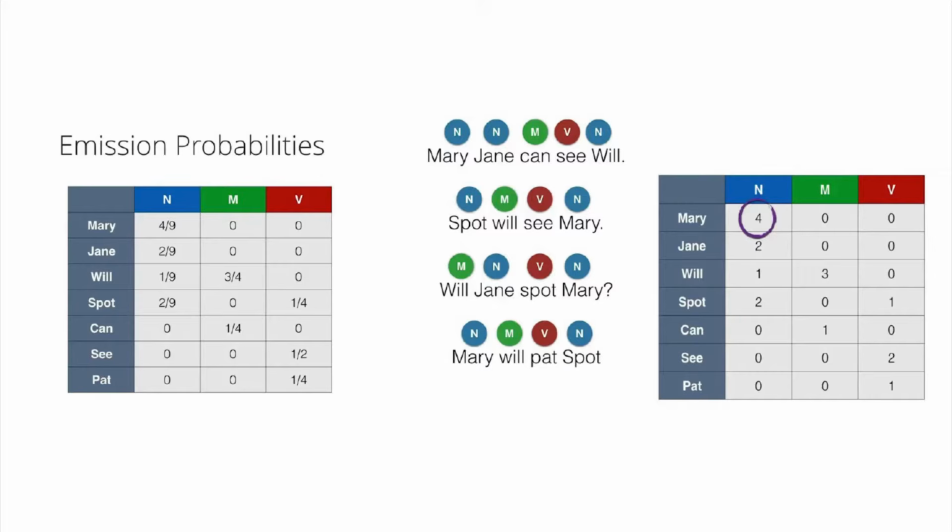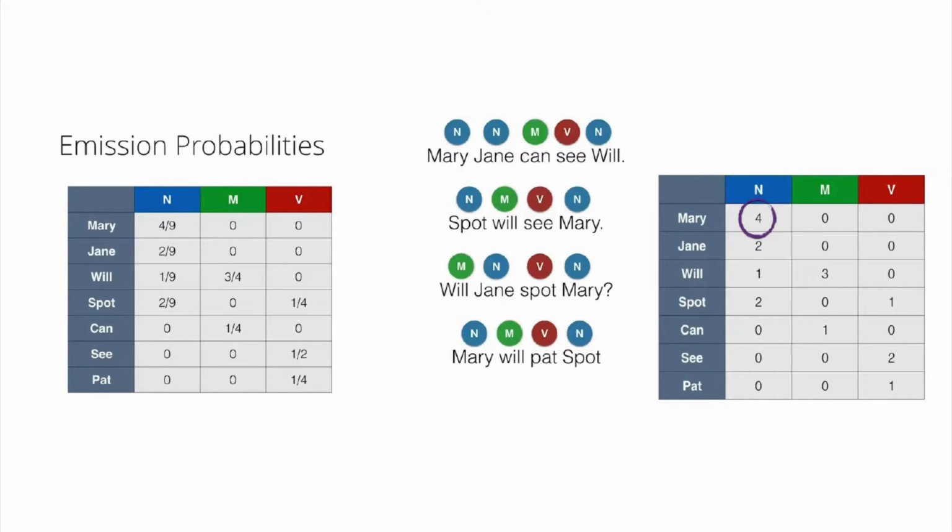So now let's create our emission probabilities. For Mary, we'll be stating how probable it is that if a word is a noun, it will be Mary. So noun occurred 9 times, and out of the 9 times, it was 4 times that it was Mary. So the probability is 4 divided by 9.